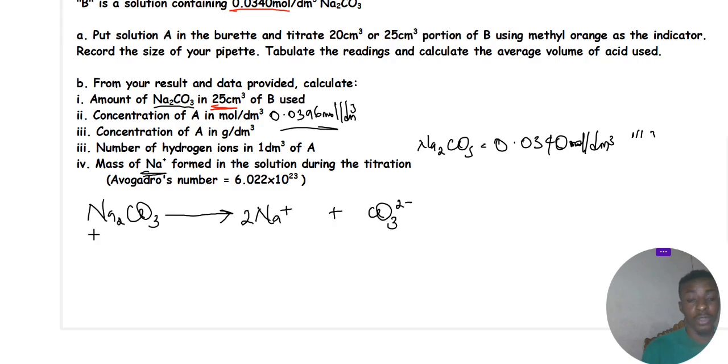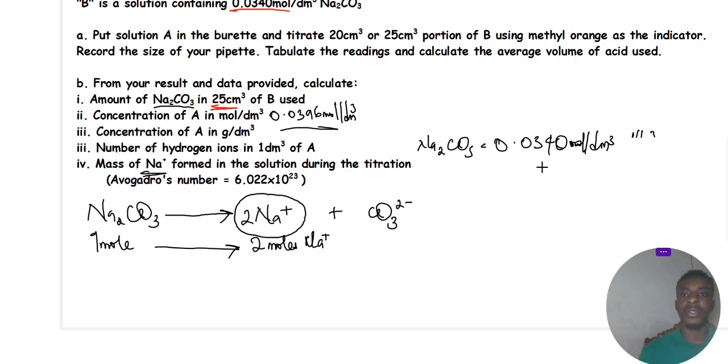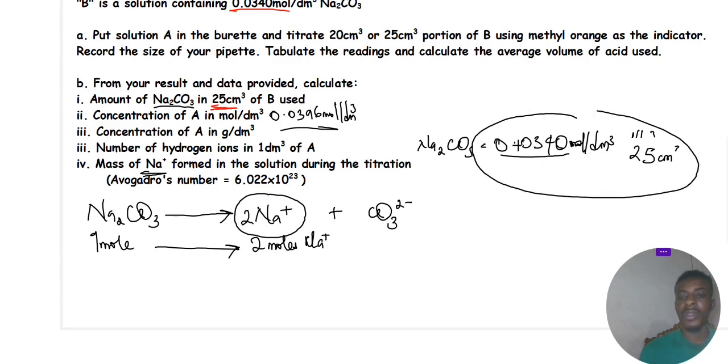From the stoichiometry of the reaction, 1 mole of sodium carbonate ionizes to produce 2 moles of sodium ion. So the question we're asked now is to calculate the mass of this from doing the titration. During the titration, this is the concentration of sodium carbonate, and the volume we use for the titration is 25 cm cube of sodium carbonate with this concentration. So now let's convert 25 cm cube of 0.0340 mole per dm cube to mole, because take note we are using mole relationship here, which is amount.